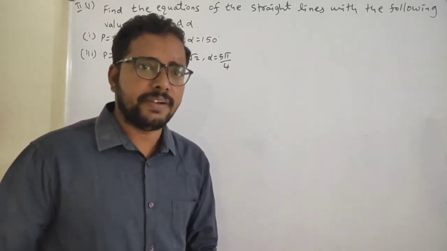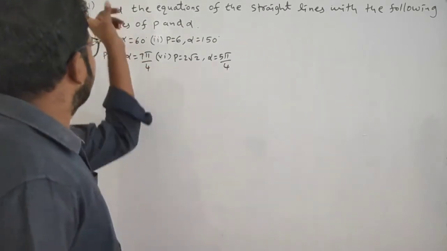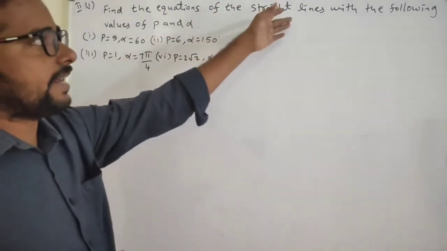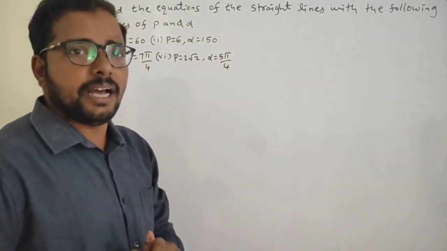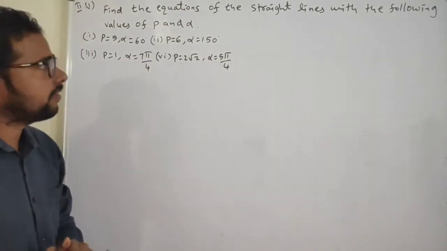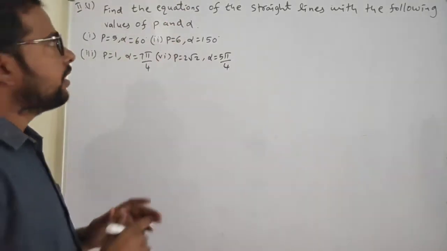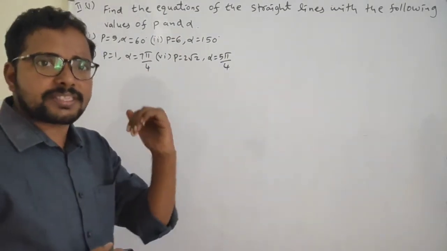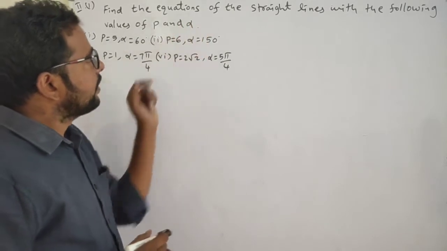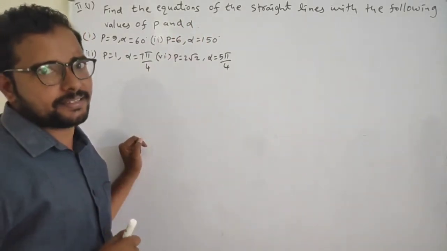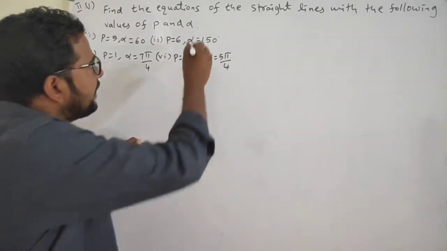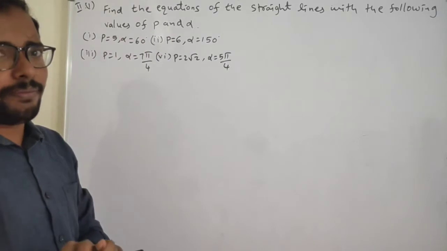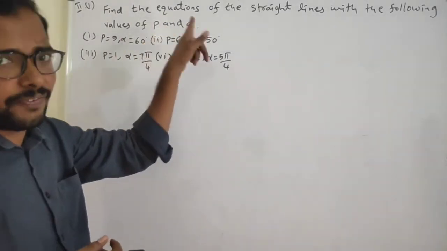In this video, we will do exercise 3b, second bit and third bit. First question: find the equation of the straight line with the following values of p and alpha, where p is the distance from the origin to the straight line, and alpha is the angle the normal ray makes with the positive x axis. Since we have the distance p and alpha, we have to apply the normal form.